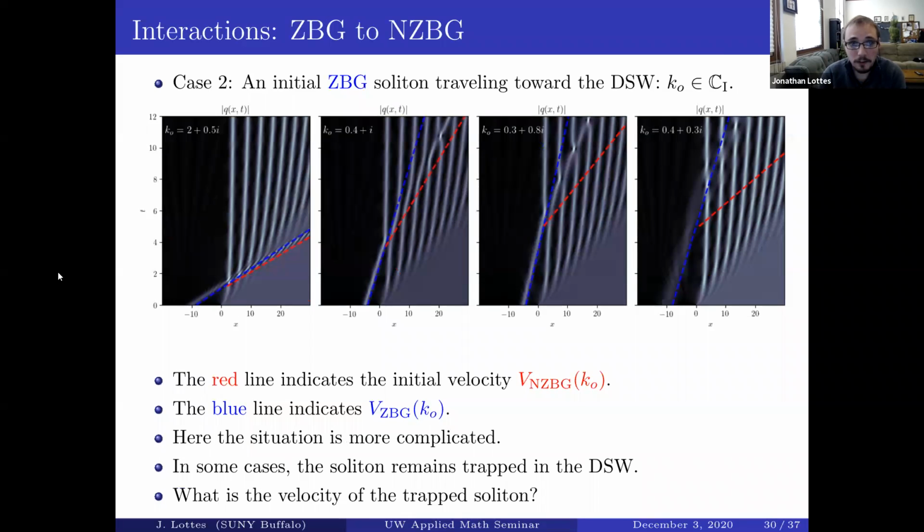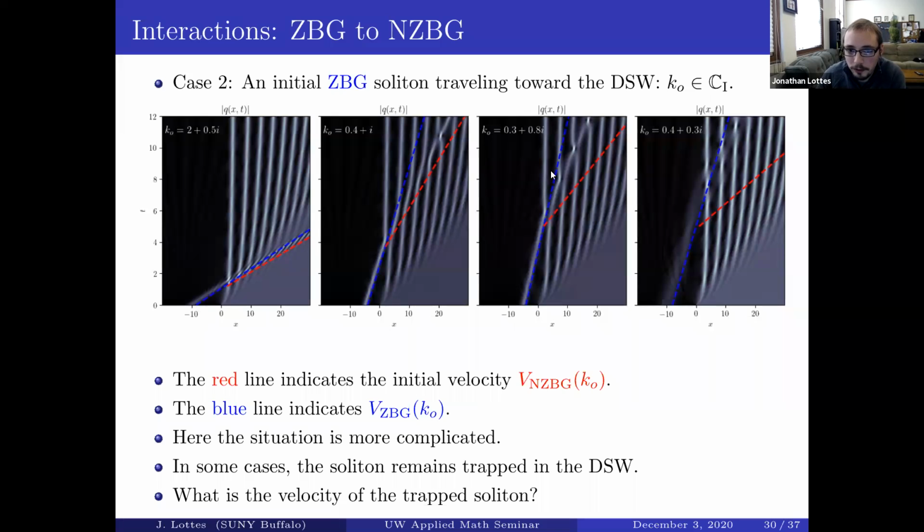So what about the other case? If we start with a zero background soliton and send it toward the DSW, here things are more complicated. So in this left plot, it looks like similar behavior. I start with this initial blue velocity for the zero background soliton, and then once it enters and actually passes through the DSW, maybe it's not totally clear, but it emerges with the red velocity given by the corresponding non-zero background soliton generated by the same discrete eigenvalue.